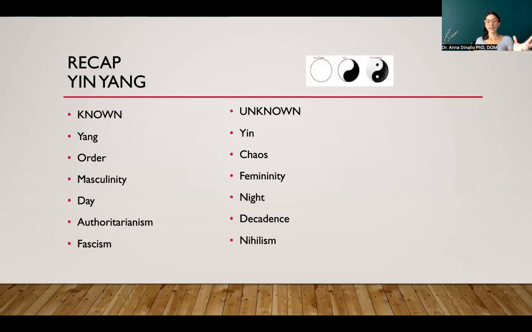So as we're looking at this recap on what is yin, what is yang, yang are the things that are known a bit more, the 3D material world. It's about order. There can be an association with masculinity, as well as time of day, more authoritarian ways of being, structure. And if we were to put this against a philosophical paradigm, you could potentially say fascism. There's a really right way to do things culturally.